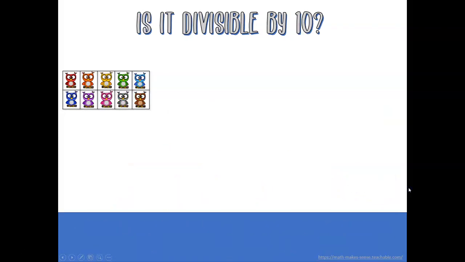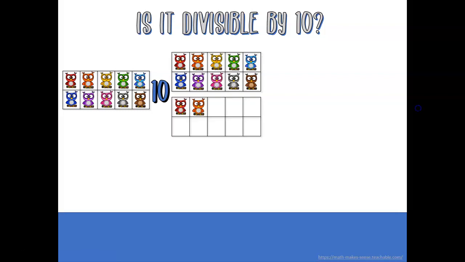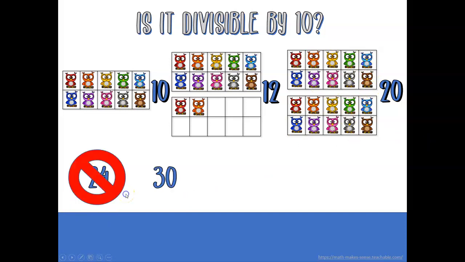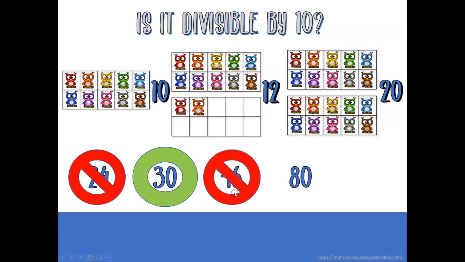Okay, and then our last one, is it divisible by 10? Save the best for last here. 10 is divisible by 10. You have one group there with nothing left over. 12 is not evenly divisible by 10 because you have one group of 10 and some leftovers. 20 is perfectly divisible by 10 because you have one group of 10, another group of 10. 24 divided by 10 does not work out nicely. 30 divided by 10 is 3. That works out perfectly. 46 divided by 10? Nope. 80 divided by 10? Yes. And then our mystery number is 510.